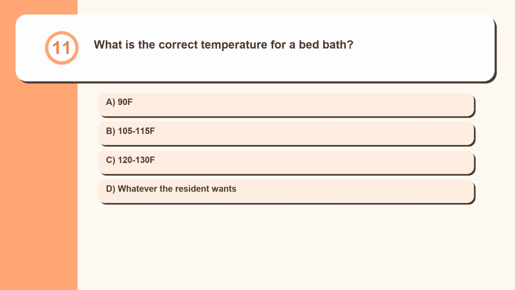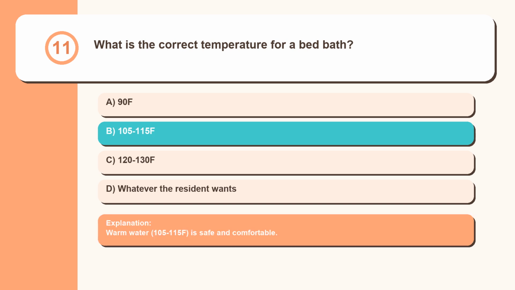Question 11. What is the correct temperature for a bed bath? 90 F, 105-115 F, 120-130 F, whatever the resident wants. Warm water, 105-115 F, is safe and comfortable.